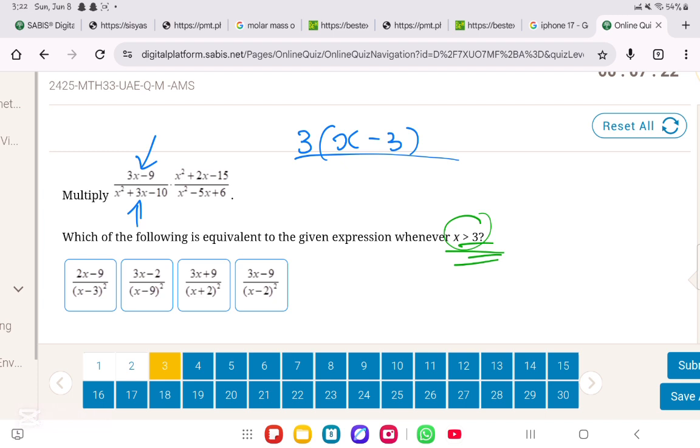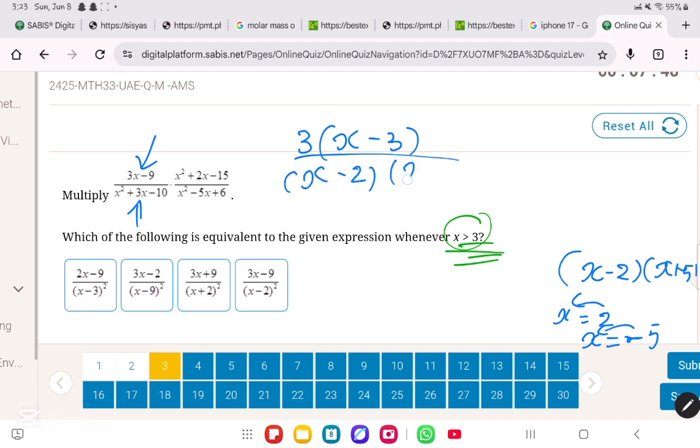If you don't want to do the product sum, you can do mode 5, 3, okay? When you do mode 5, 3, for A you put 1, for B you put 3, and for C you put minus 10, and you will get x equals 2 and x equals minus 5. Move them to the other side, you get x minus 2 times x plus 5. So these are the two factors, x minus 2 and x plus 5.